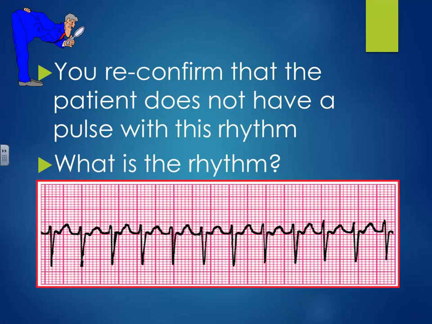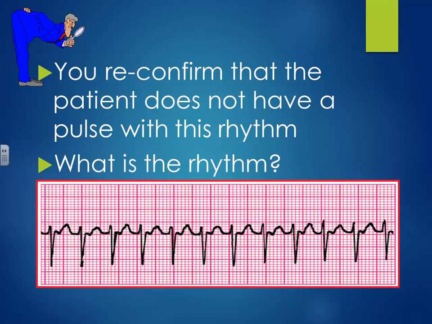However, he has a pulse. You reconfirm that the patient does not have a pulse with this rhythm. So what's the rhythm? Somebody threw away my suspense there. PEA, pulseless electrical activity. It used to be called electromechanical dissociation. Why does that make sense? Because the electrical and the mechanical ain't working together, right?